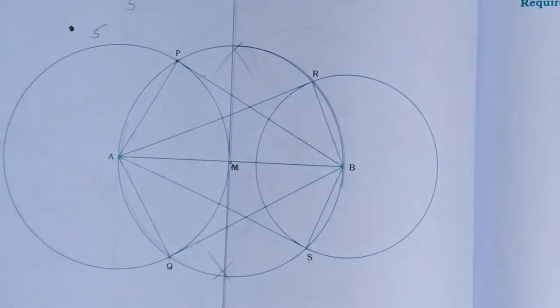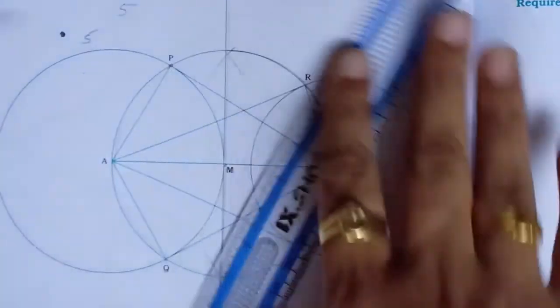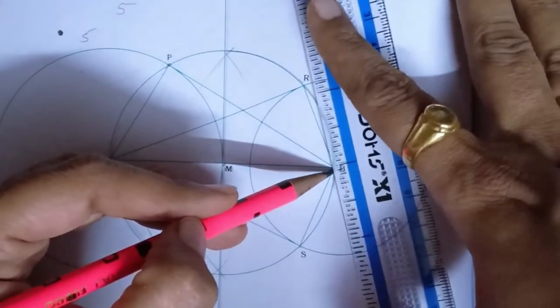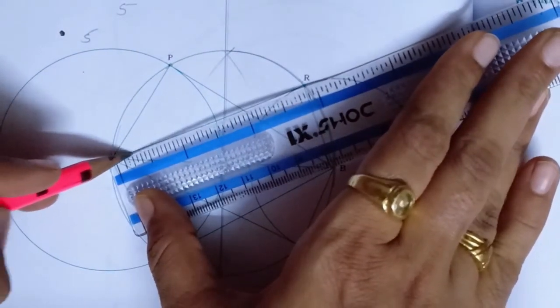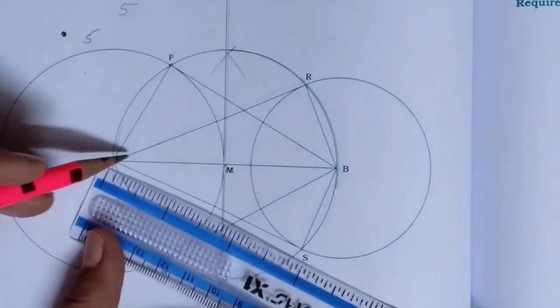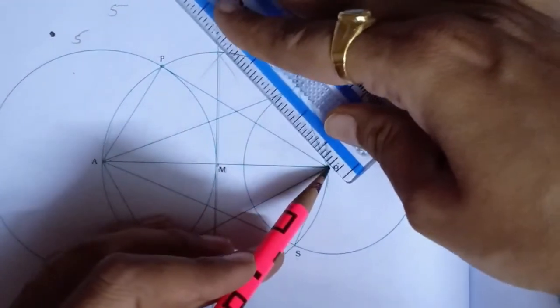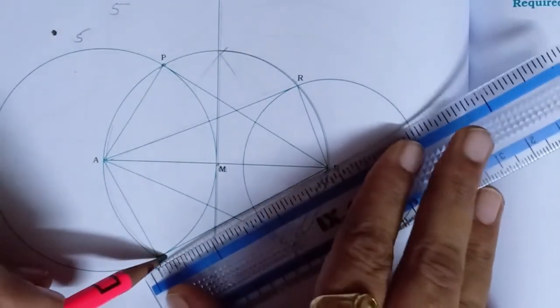Now we have to join AP and AQ, and also we have to join BR and BS, and we have to join AR, tangent, and tangent AS. Again with center B we have to draw tangent BP and tangent BQ.